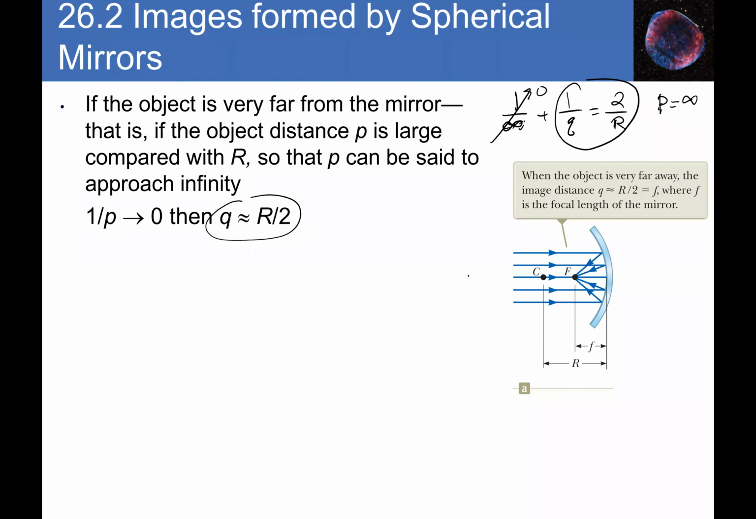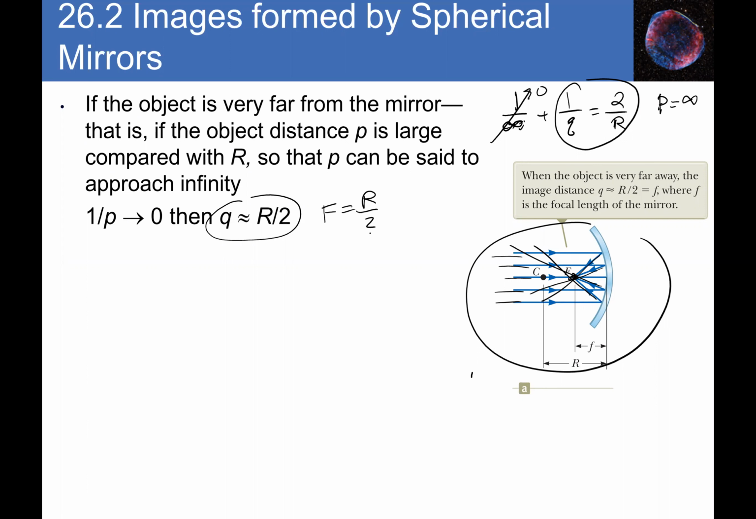And we can see that from this diagram. If the object is really far away, the rays are parallel to one another. So when they strike the mirror, they converge to this point F, which is exactly half of the radius. This point F is known as the focal point, and the lowercase f represents how far that focal point is from the mirror, and it is known as the focal length.